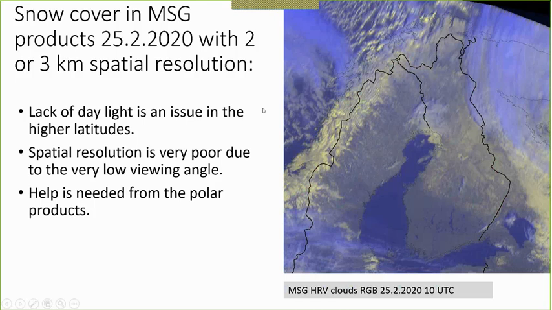And then we have, of course, high resolution visible clouds products. This we have with 2 kilometer spatial resolution, so the resolution is a little bit better. But then again, we have the same problems in the northern parts and always with the bad viewing angle. So the help from the polar products is really needed.